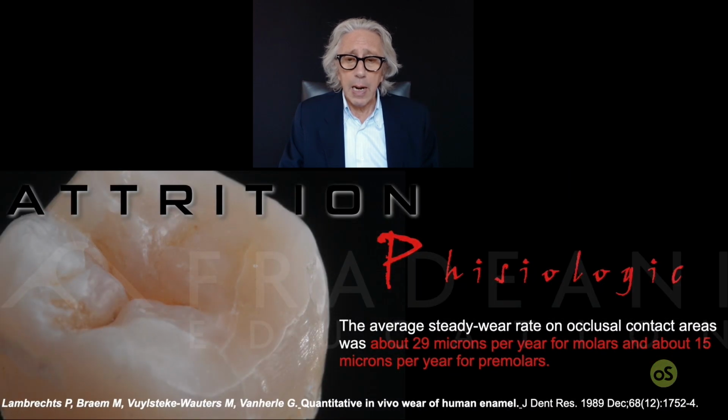So attrition can be divided into physiological and pathological. Normally, in the occlusal contact area, you lose about 29 microns per year for molars and about 15 microns per year for premolars, for bicuspids. That is the physiological one. It means that anyway you can lose some enamel, some tooth structure, for sure.